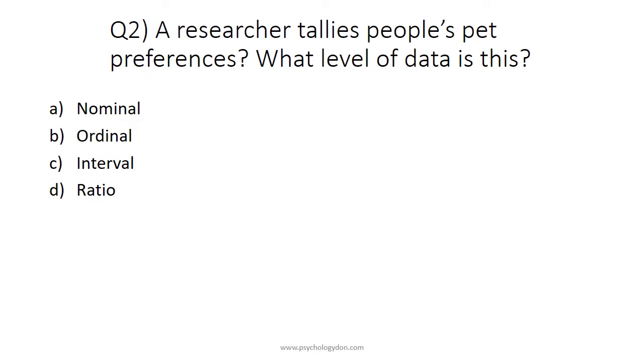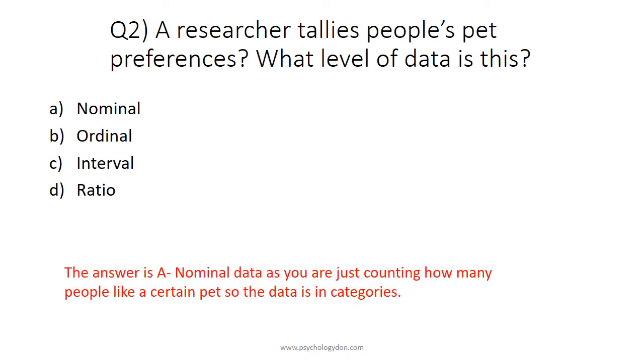Question 2. A researcher tallies people's pet preferences. For example, how many people like dogs and how many people like cats. What level of data is this? Is it A, nominal, B, ordinal, C, interval, or D, ratio? The answer is A, nominal data, as you're just counting how many people like a certain pet, so the data is in categories.